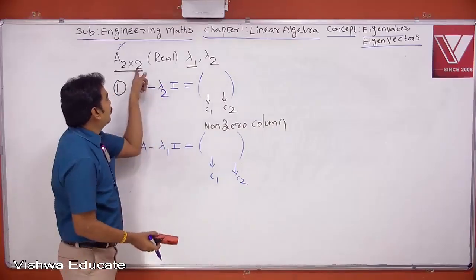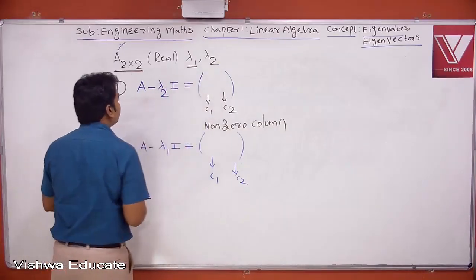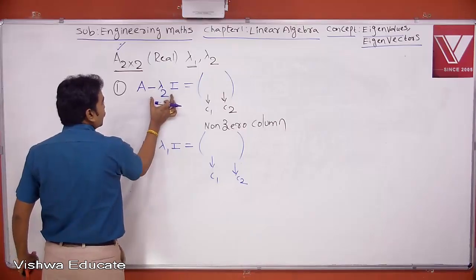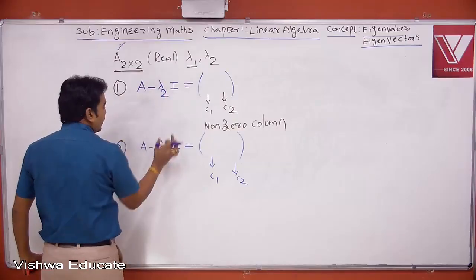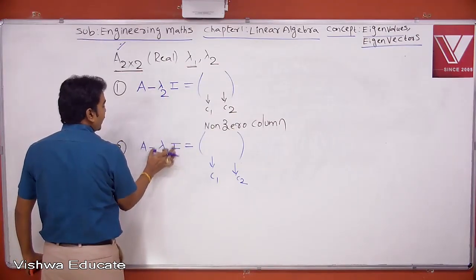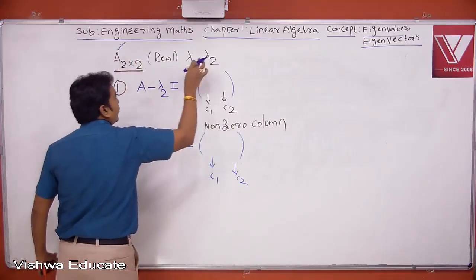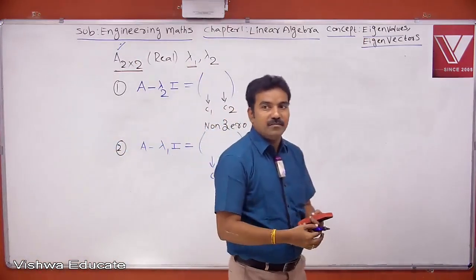Therefore, if A is a 2 by 2 real matrix having eigenvalues lambda 1, lambda 2, then the non-zero columns of A minus lambda 2 I are nothing but eigenvectors of A with respect to lambda 1. In the same way, the non-zero columns of A minus lambda 1 I are nothing but eigenvectors of A with respect to lambda 2. Note this point.